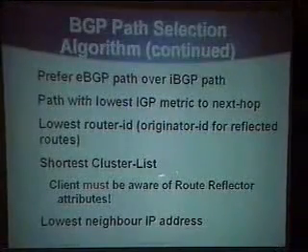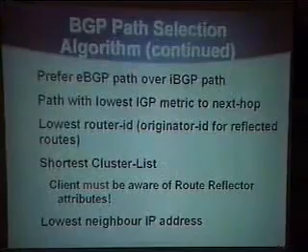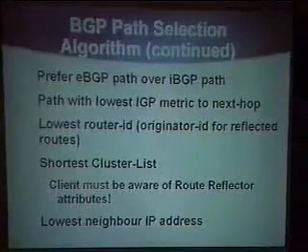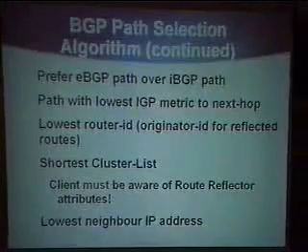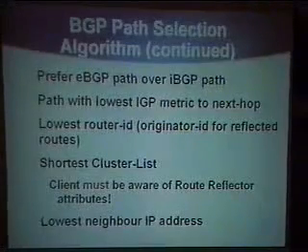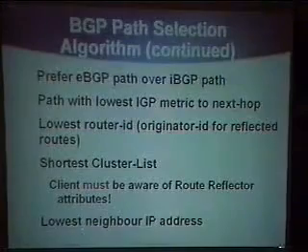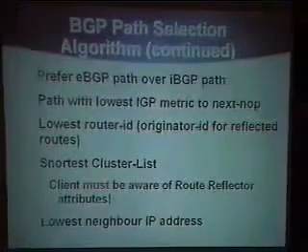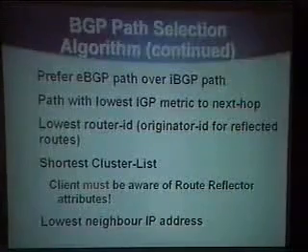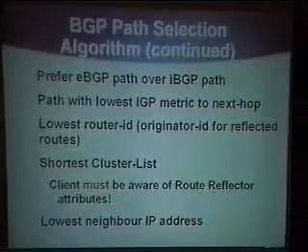Shortest cluster list. This applies to route reflector, which I'll cover a little bit later. But that's if the client is aware of route reflector attributes, and if it's not, we then skip on to this, lowest neighbor IP address. And of course, neighbor IP addresses could change. You add more routers to your network, things can be different.